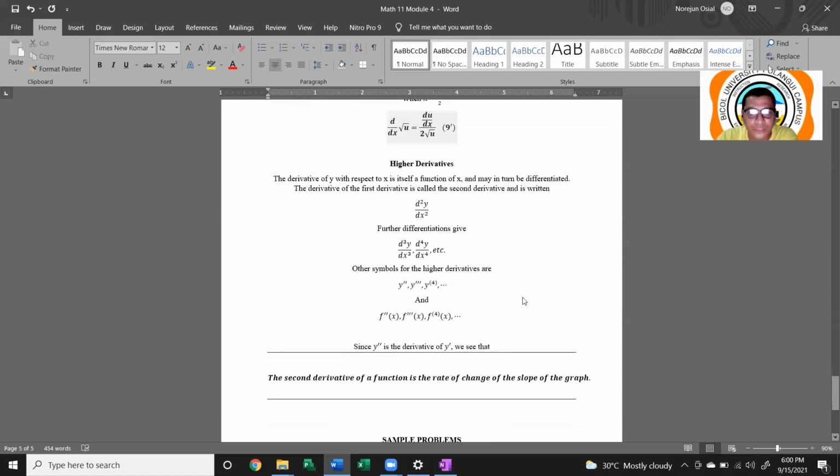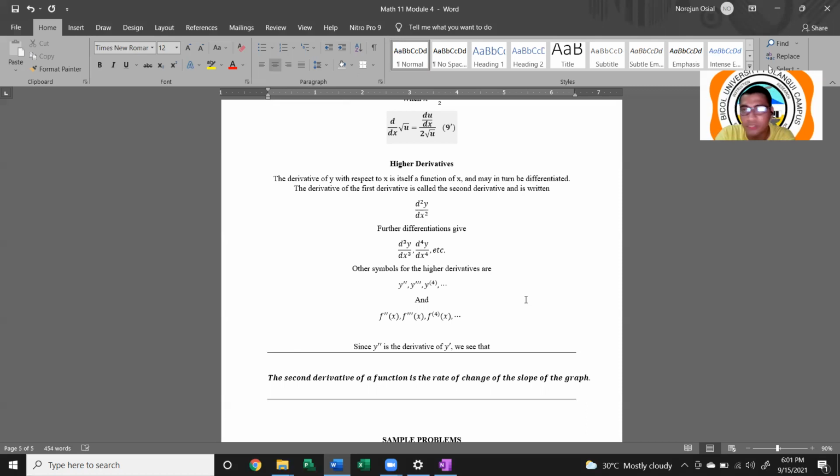Okay. Now, the higher derivatives. A higher derivative is simply the derivative of the previous derivative. So the derivative of y with respect to x is itself a function of x and may in turn be differentiated. The derivative of the first derivative is called the second derivative. Okay, and so on. Third derivative, fourth derivative.